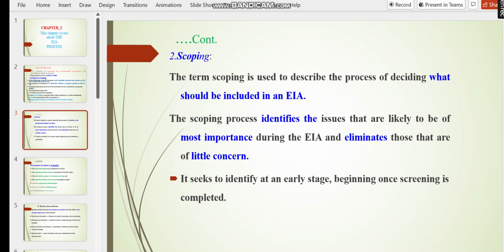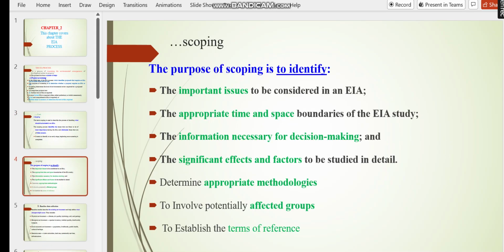The second step is scoping. The term scoping is used to describe the process of deciding what should be included in an EIA. The scoping process identifies the issues that are likely to be of most importance during the EIA and eliminates those that are of little concern. It seeks to identify these at an early stage, beginning once screening is completed.